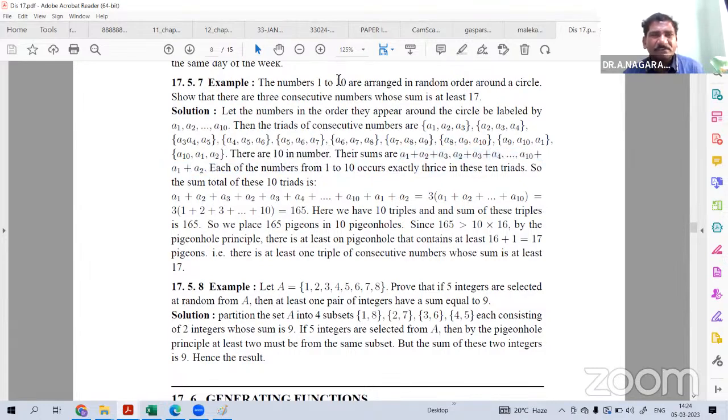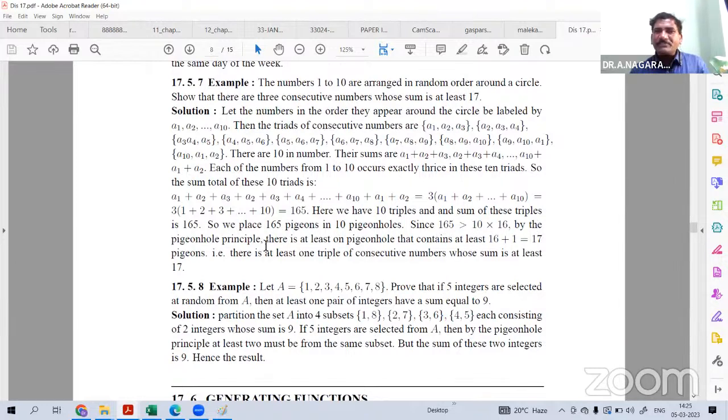It is all the 10 groups because he arranged the 10 numbers. I added them. What happens if I add? It comes to 3 times of A1 plus A2 plus so on. So 3 times of 1 plus 2 plus 3 and so on means n into n plus 1 by 2 is the formula. So here 3 times that, if I take, I get 165. 165 means we already have 10 triples. So divided by 10, clearly we get 16 possibilities. So 16 into 10 is equal to 160. Then 165 is greater than 160.